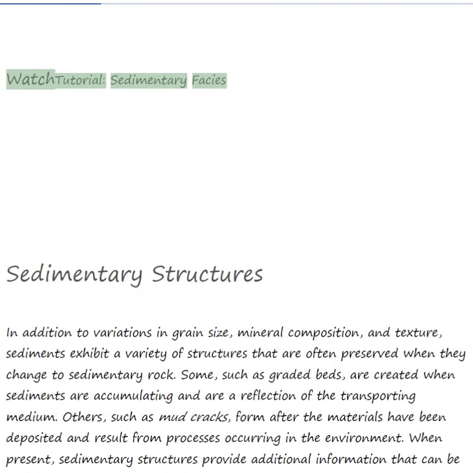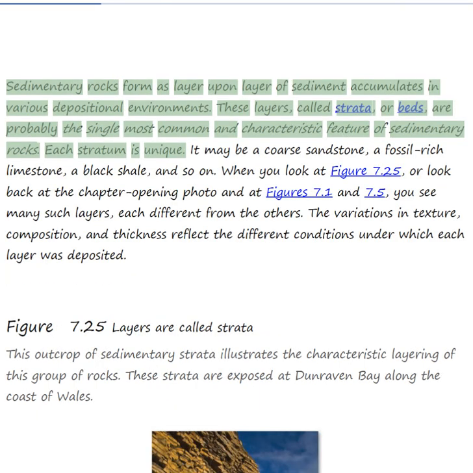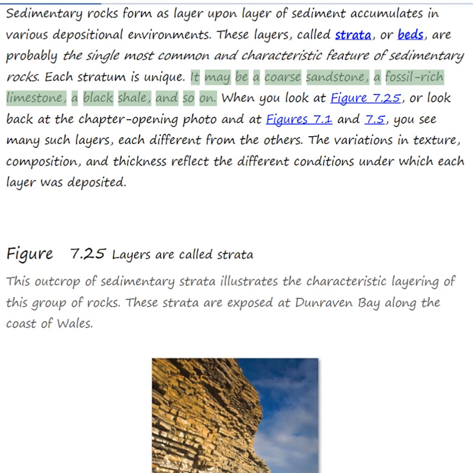Watch tutorial, Sedimentary facies. Sedimentary rocks form as layer upon layer of sediment accumulates in various depositional environments. These layers, called strata, or beds, are probably the single most common and characteristic feature of sedimentary rocks. Each stratum is unique. It may be a coarse sandstone, a fossil-rich limestone, a black shale, and so on.